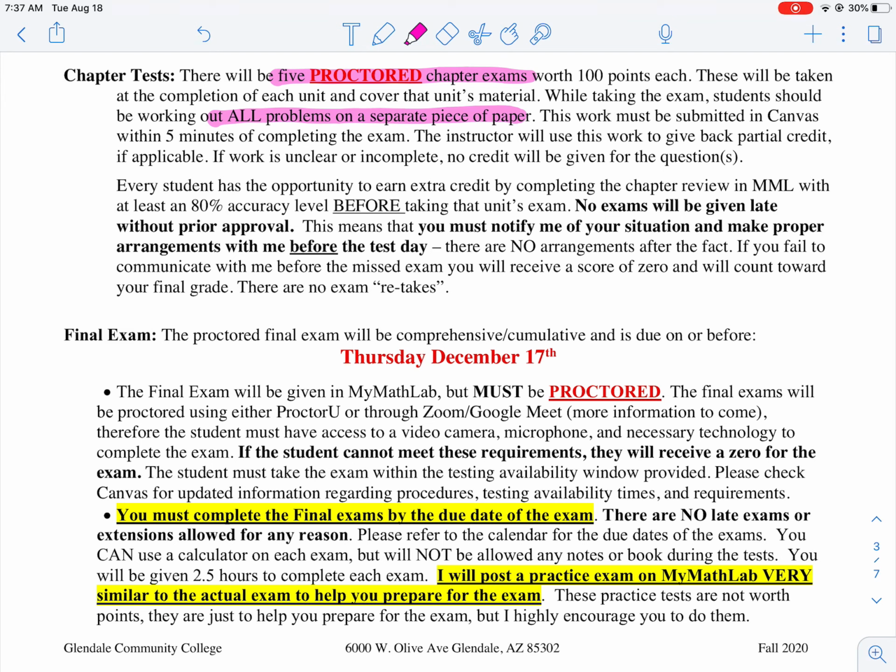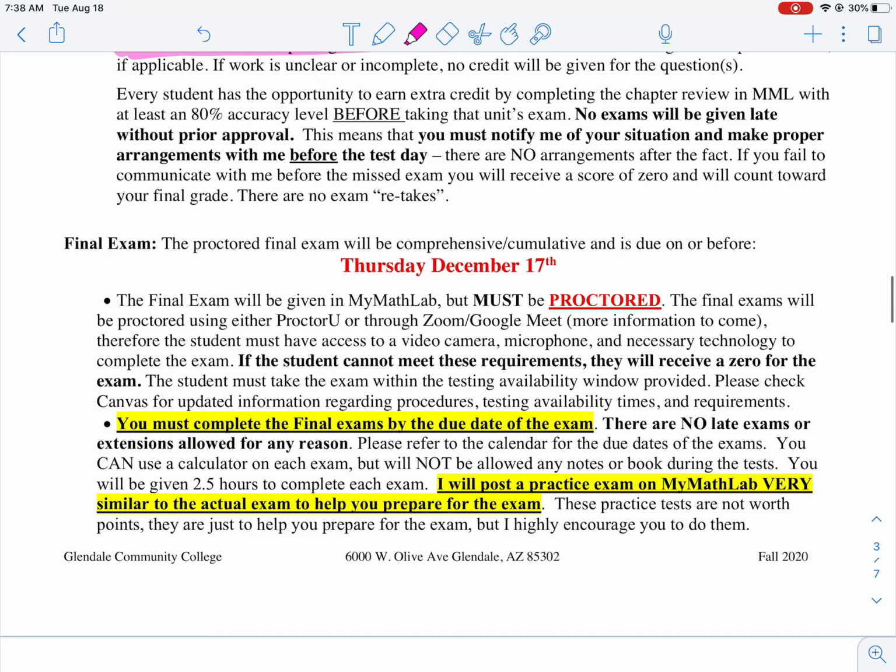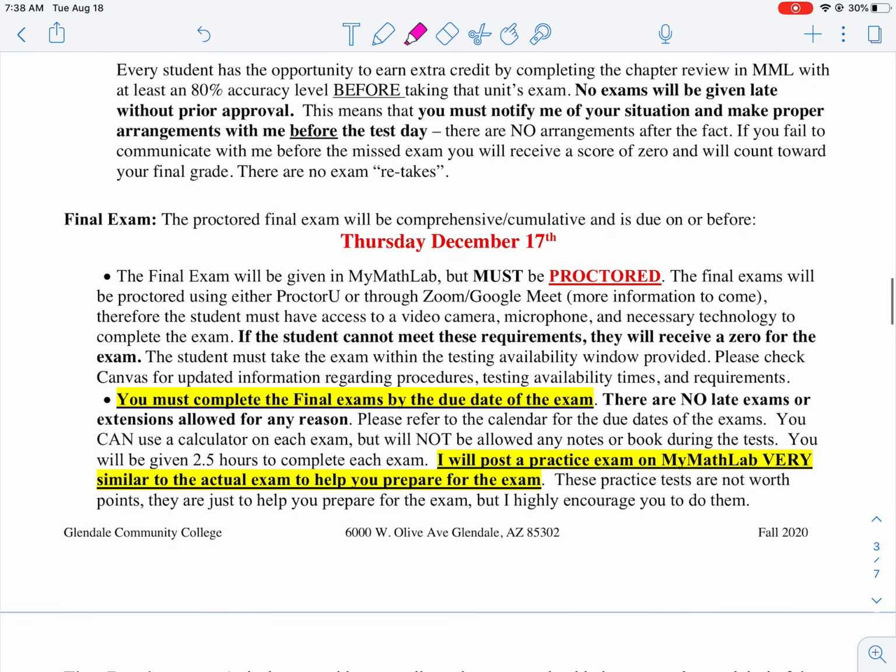Now, when you are finished with your exam, your work should be submitted within 5 minutes of completing the exam. You cannot submit your exam, finish working out the problems and try to get some points back, and then submit your work later on. It has to be within minutes of completing the exam. I can see not only when you finish the exam, but I can see when you upload your work. So it's important that it's within minutes so I know it's valid and I can give you credit for it, okay? If your work is unclear or incomplete, no credit will be given for those questions. So please make sure that you are doing all of your work there.